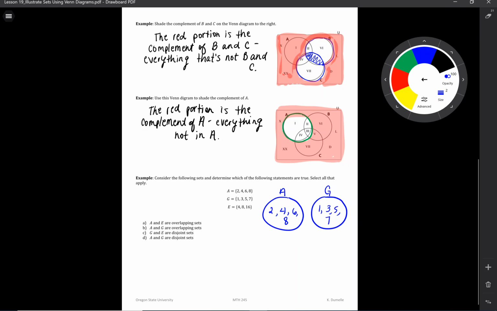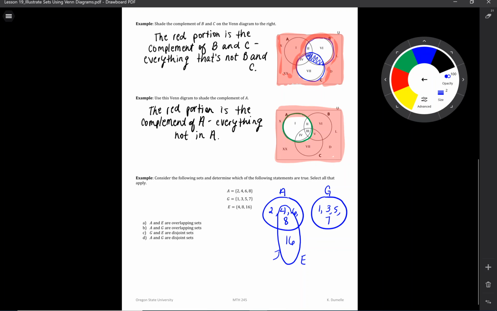So E shares elements with A. So if I were to pick out the elements in A that E has, I would have this. And if this is E, E also contains the element 16, which is not in A. So we'll pretend that this oval is actually a circle. So we can see that A and E overlap, but A and G don't overlap. Neither do G and E.